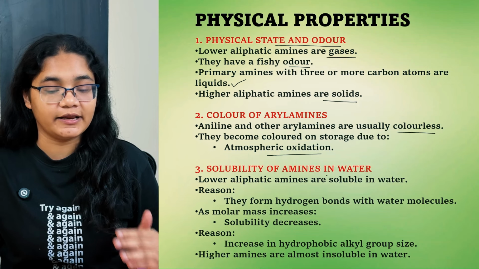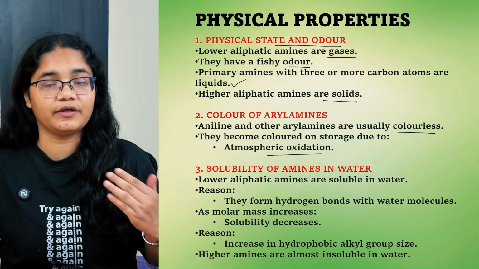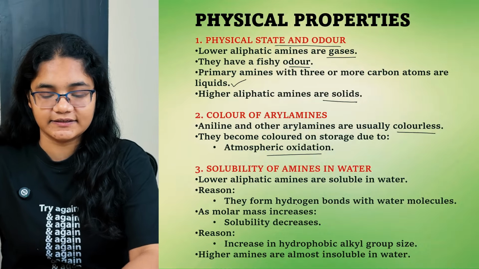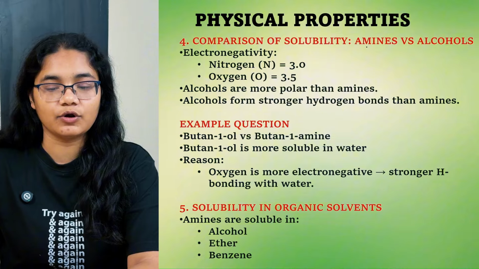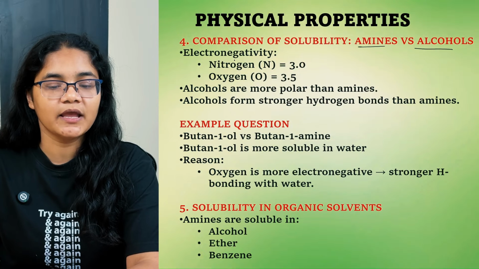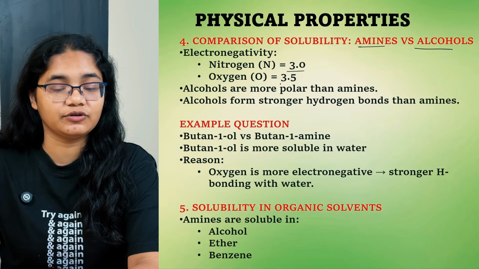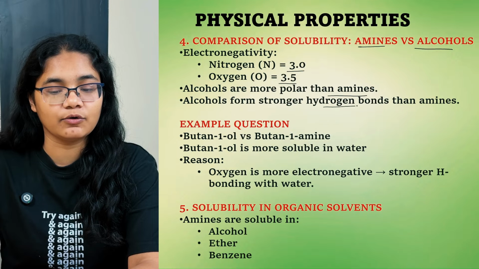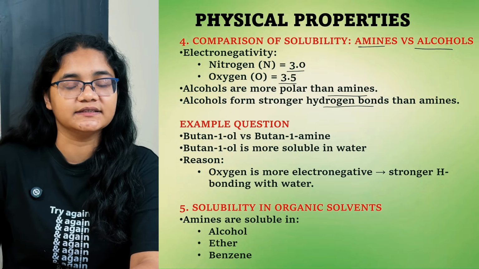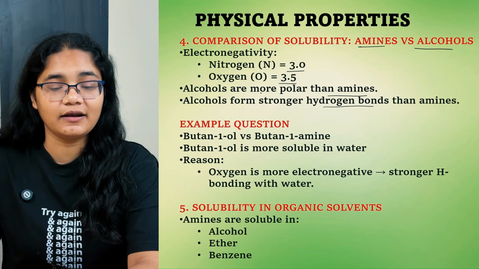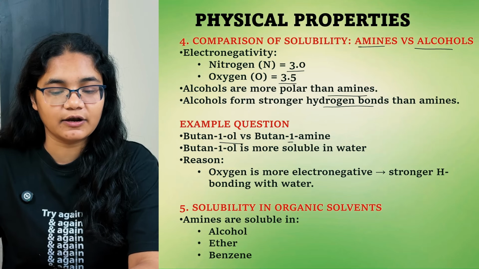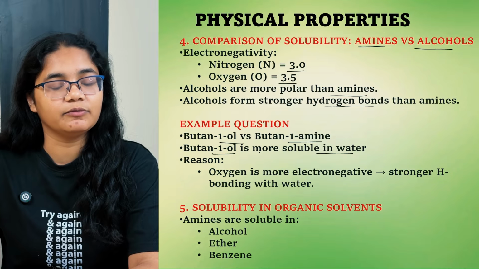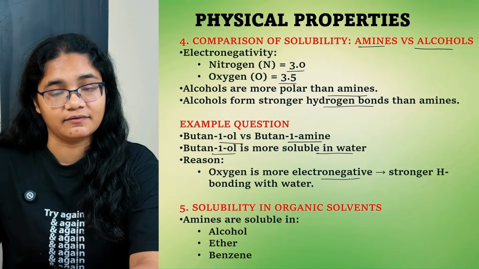Solubility of amines: they are highly soluble in water due to their ability to form hydrogen bonds, but as the R group increases, the solubility decreases. Next we have a comparison of solubility of amines and alcohols. The electronegativity of nitrogen is 3, whereas that of oxygen is 3.5. So alcohols are more polar than amines, and alcohols can form stronger hydrogen bonding than amines. So definitely alcohols are more soluble than amines. For example, if butan-1-ol and butan-1-amine are there, which is more soluble in water? Obviously butan-1-ol will be more soluble because of the higher electronegativity of oxygen.